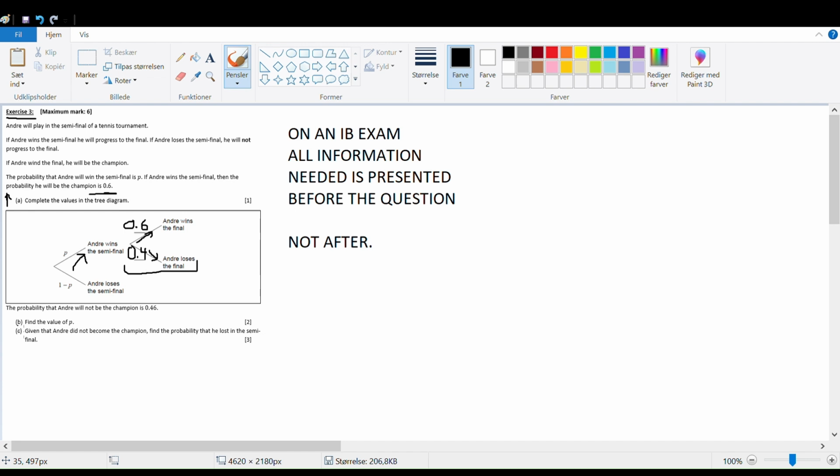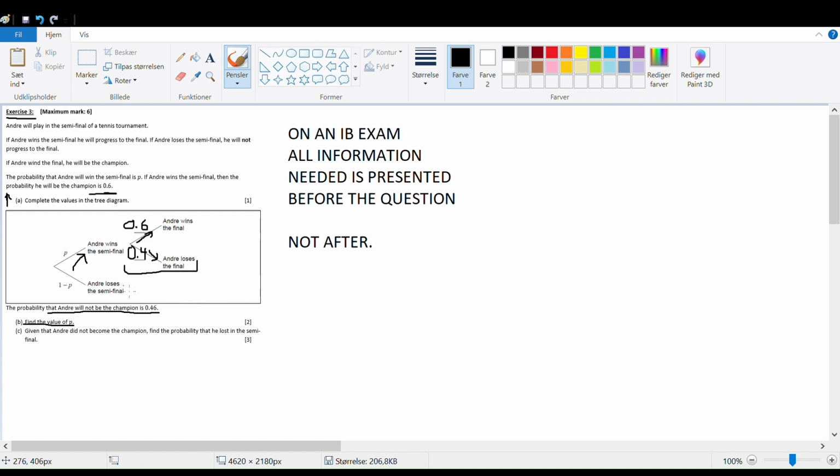Next, the probability that Andre will not be the champion is 0.46. Find the value of P. Okay, so this is a somewhat tricky question, but we're going to have to think very carefully about how we approach it because it's not necessarily trivial. Let me try and illustrate the way that it works.